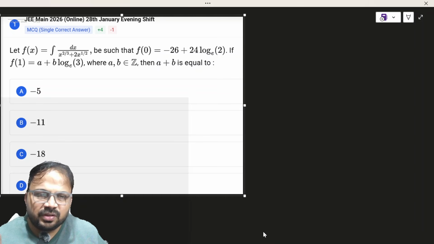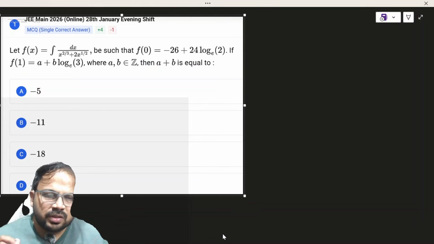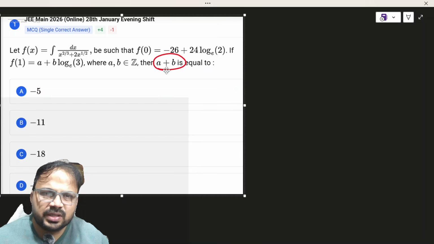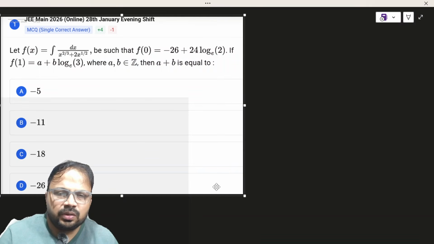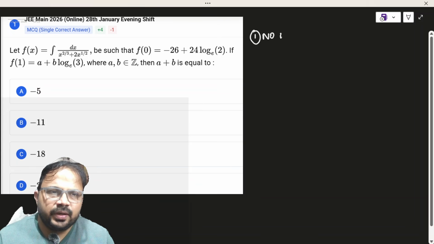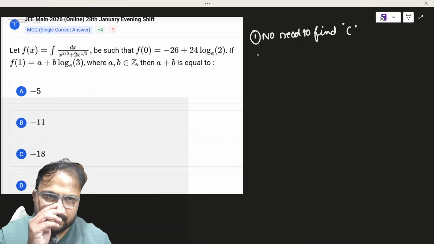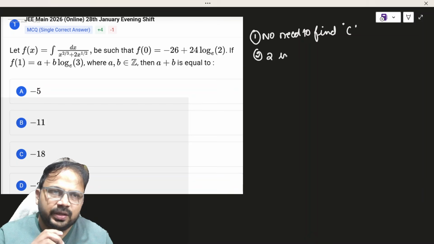So f of 0 is given. All right, f of 0 and f of 1. So there are two initial values given. And what are they asking here? Please see what they are asking here. It is a plus b, right? So one thing I can understand is there is no need to find c. All right, observe the two initial values.